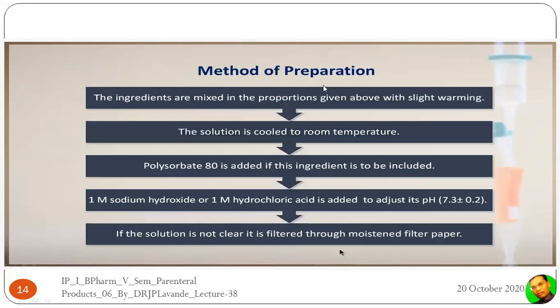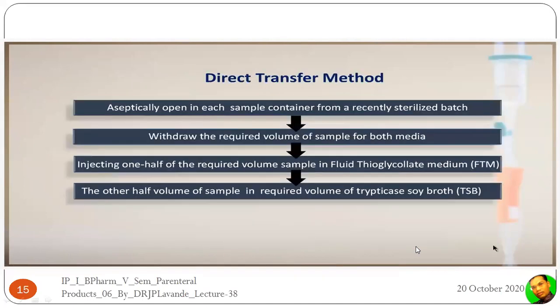As far as the method of preparation for the soybean casein digest medium is concerned, all the ingredients are mixed in the proportions given above with slight warming. Then the solution is cooled to room temperature. Polysorbate 80 is added if the ingredient is to be included. 1 molar sodium hydroxide or 1 molar hydrochloric acid is added in order to adjust the pH to 7.3 plus or minus 0.2. And if the solution is not clear, it is filtered through moistened filter paper.